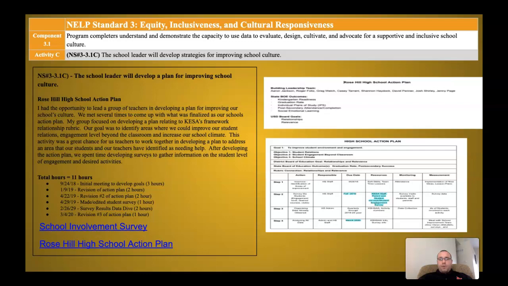This was part of it: we created a student involvement survey that we sent out to our students. I put the link down below. And then this was also part of our action plan. We spent several days developing the action plan, creating the survey, sending that survey out to the students, and then collecting that data and looking into the data itself. And that's currently where we're at with this action plan.